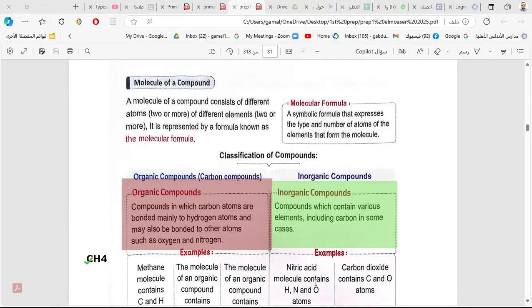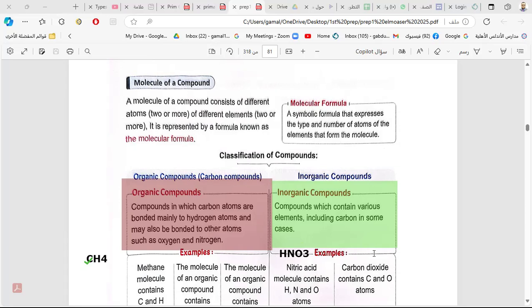For example, we have nitric acid. What is the formula of nitric acid? I told you before. It's a molecule containing hydrogen. Do you remember the nitric acid? That's hydrogen, nitrogen, and oxygen: HNO3. You remember? Yes. HNO3. And do we have carbon here? No carbon.